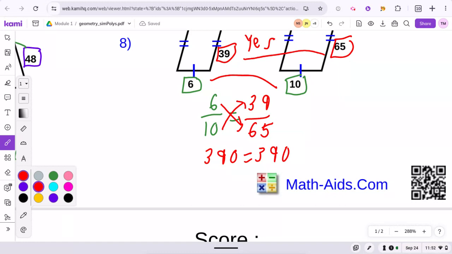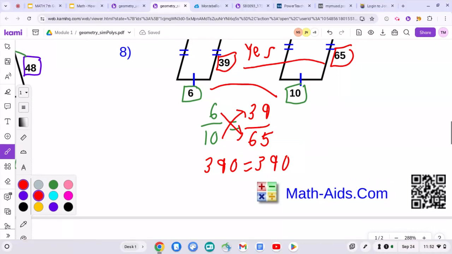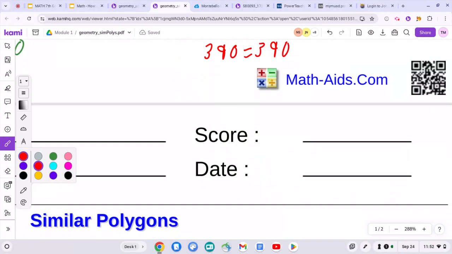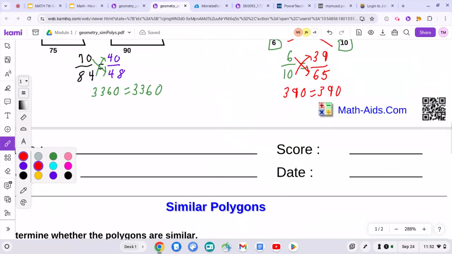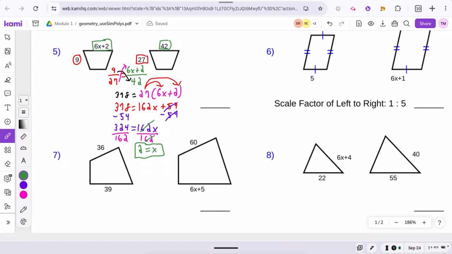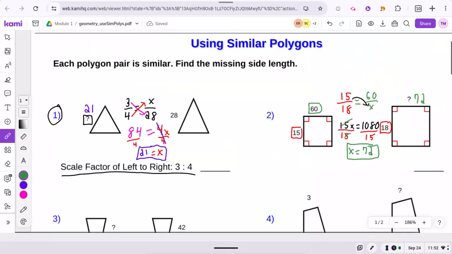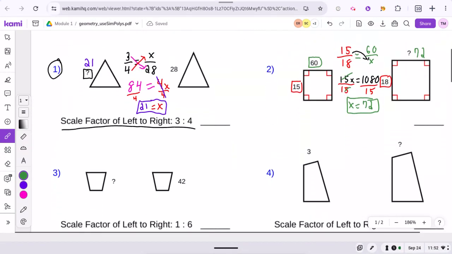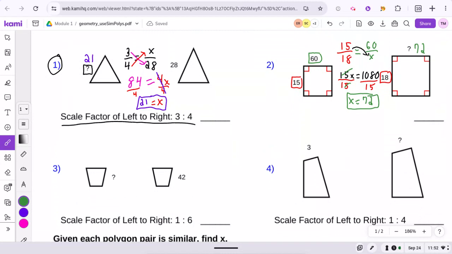Okay, now to the second worksheet. For that one, remember, you can check your answers. Go through to make sure you have everything correct. And for this one, it's a very similar process. I did a couple of these already, number 1 and number 2. You do start with the cross multiplying after you write the corresponding sides.